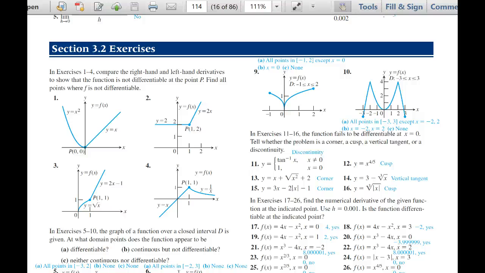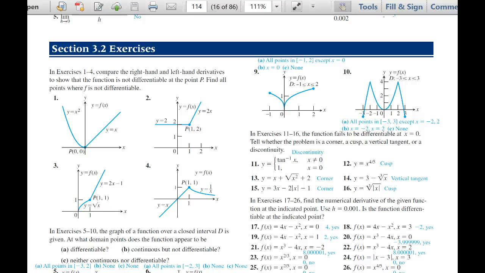Okay, number 9. So where is it differentiable? It looks like a corner or cusp. Either way, at 0, it's not differentiable. So it's going to go from -1 to 0, parentheses, and then parentheses 0 to 2. The way they wrote it, they wrote all points in -1 to 2 except x equals 0. That's how I did it.